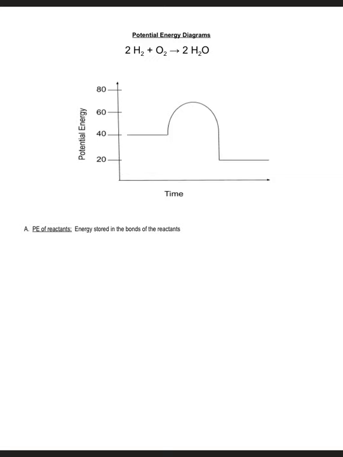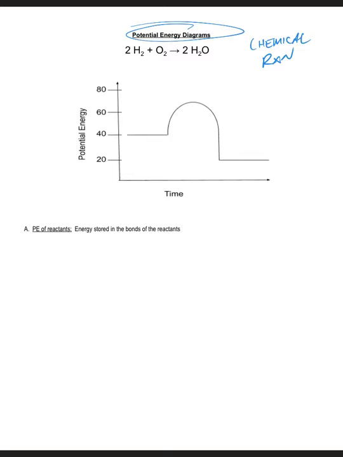For this lesson, we're going to focus on potential energy diagrams. Potential energy diagrams are a graphical representation of a chemical change or a chemical reaction, whereas our heating and cooling curves that we covered earlier in the unit were diagrams or graphs representing physical changes. This is going to be a diagram that represents the energy exchange in a chemical reaction.